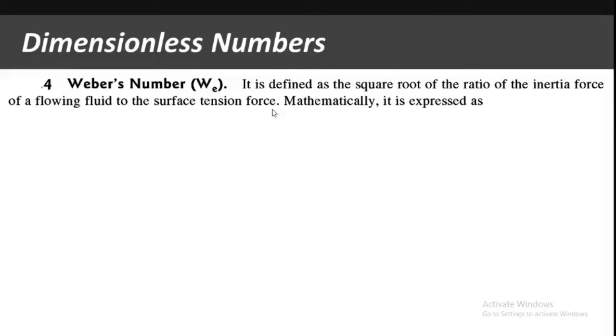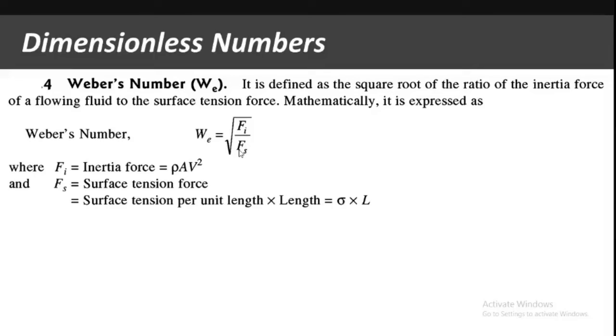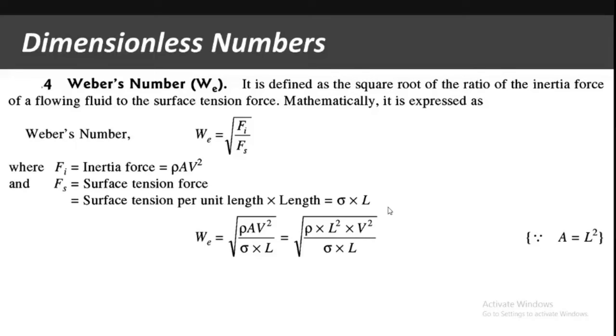Okay, so you have to remember the denominator term. It is the square root of the ratio of inertia force to surface tension force. So mathematically, WE equals under root of Fi upon Fs. Here Fi is nothing but rho A v square, inertia force, which we already derived above. Then Fs is surface tension force, so it is sigma into L. Putting the values, WE equals rho A v square upon sigma into L.